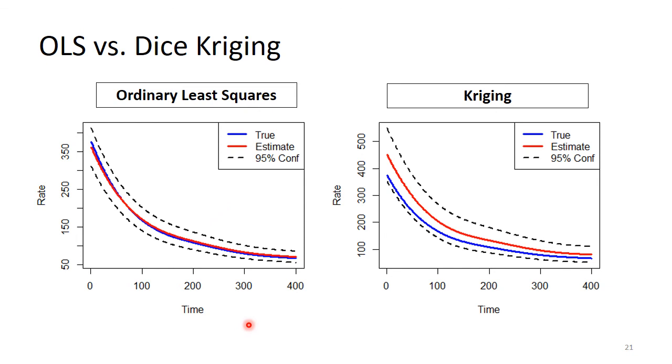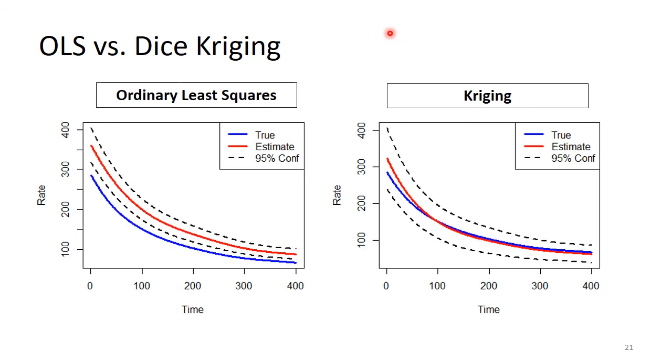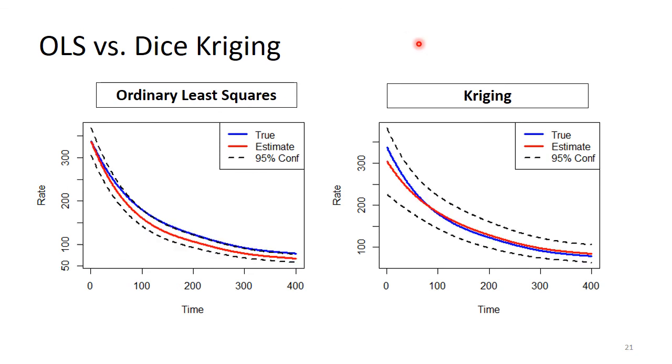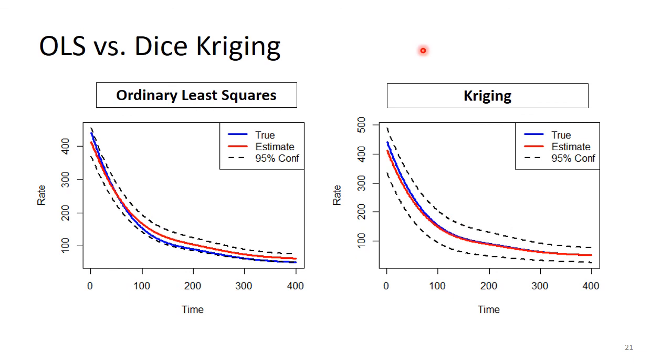So then we can compare ordinary least squares versus kriging. And so again, with kriging, we get a confidence band. And so we can look at a few cases. So here, we see kriging seems to do a bit better. Again, a bit better. Here they seem to do relatively well, both of them. Same case here.